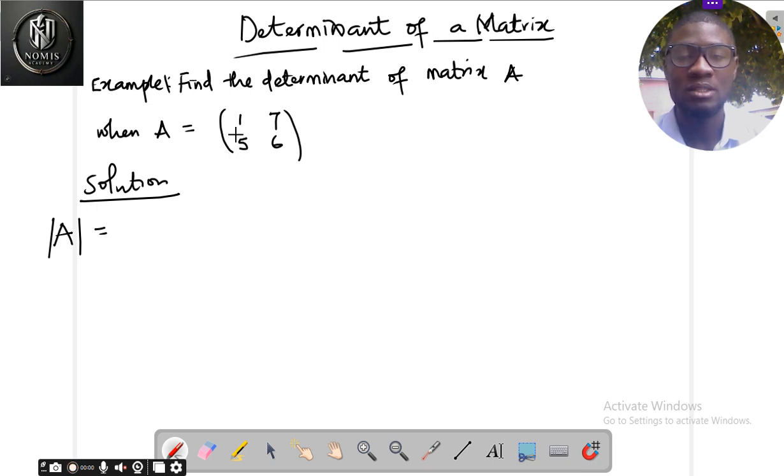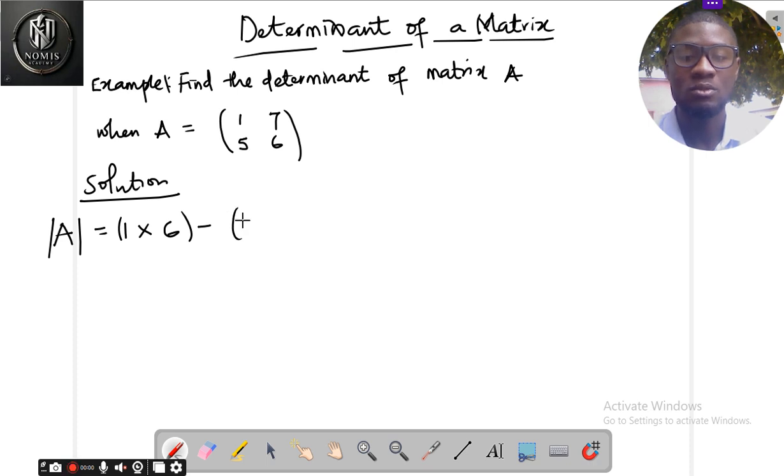So how do we get started? This is the first element. We say element A11. A11 meaning the element of matrix A in row 1 and column 1. So this A11 will be multiplied with A22. This is A22. So 6, then subtracted as minus, then A12 will be subtracted from A21.